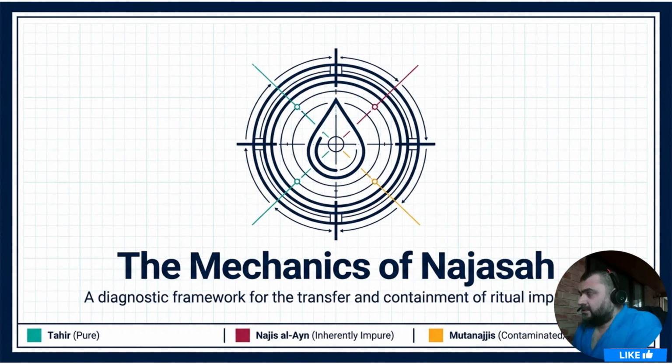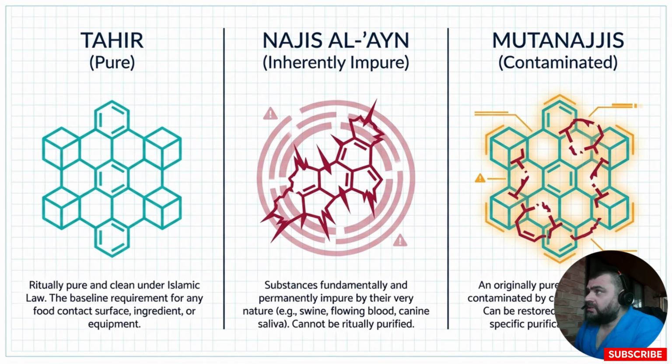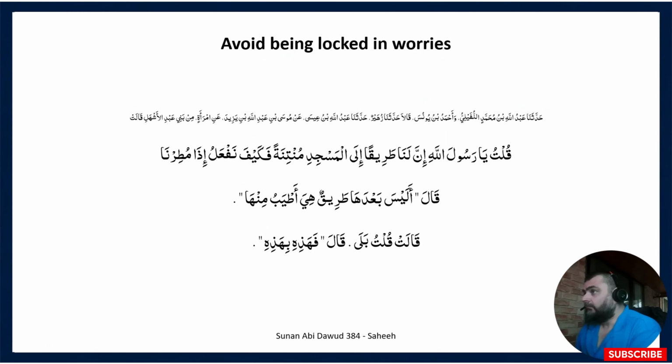Now, how does najasa transfer? So one of the things is that there are tahir subjects. If they come in contact with najisul ain, then they can become mutanajis if certain conditions are met. One of the things to keep in mind about this is that we should not become too paranoid. Islam does not want us to be in hardship all the time and be paranoid about things all the time. Islam does not want that. So we have to have some level of confidence and trust and not be consumed by waswasa, by worry, all the time.